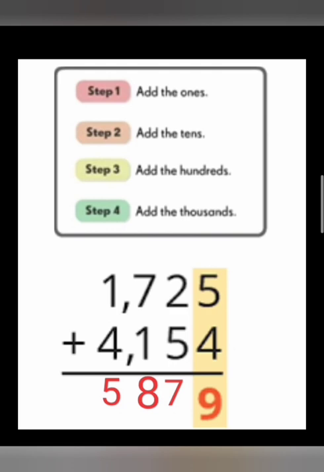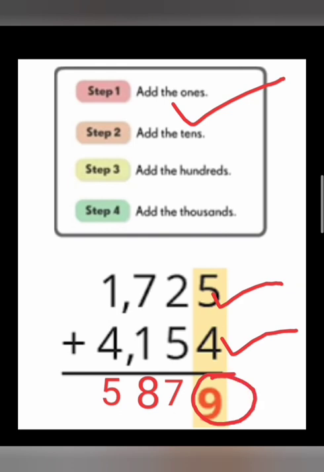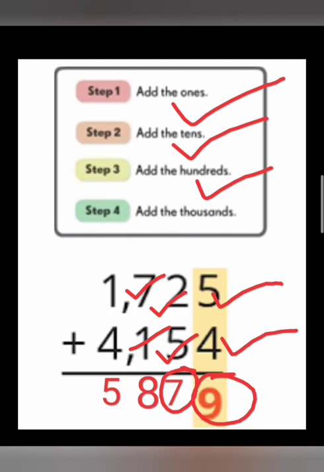Look at this question, children. First, we will add the numbers given in the ones place. 5 and 4, it gives you a 9. Step number 2, add the numbers given in the tens place. 2 and 5, it gives you a 7. Step number 3, add the numbers given in the hundreds place. 7 and 1 gives you an 8.